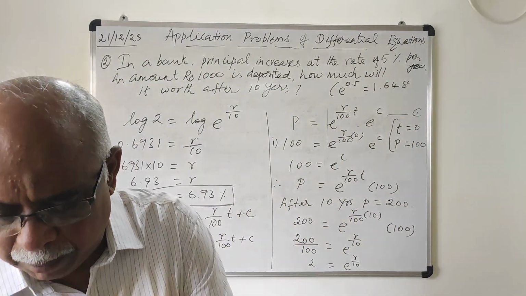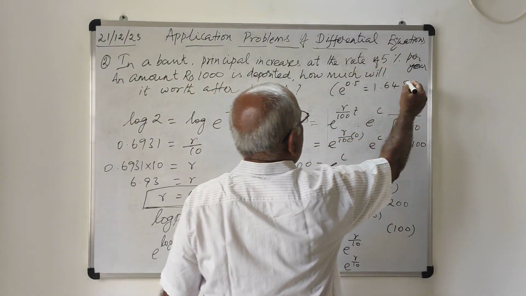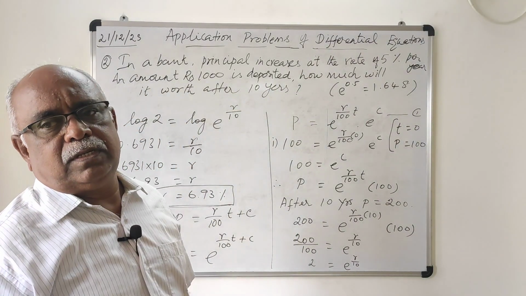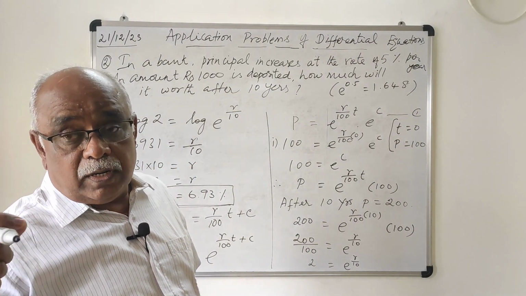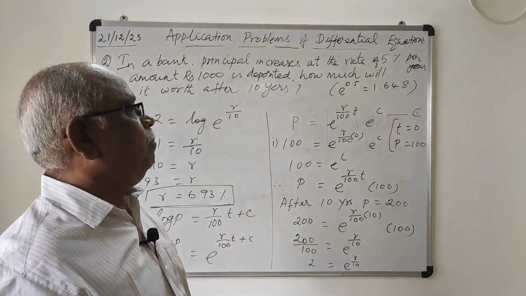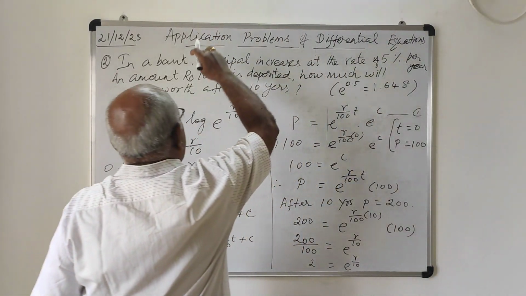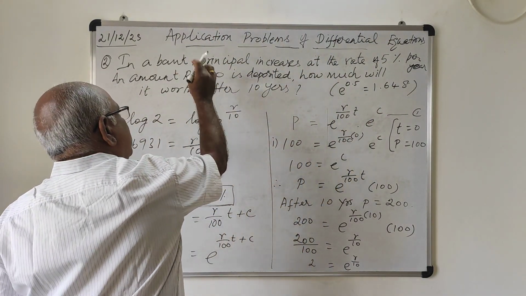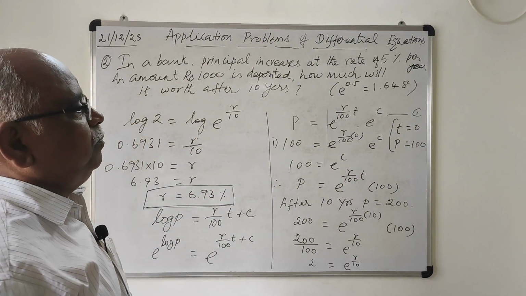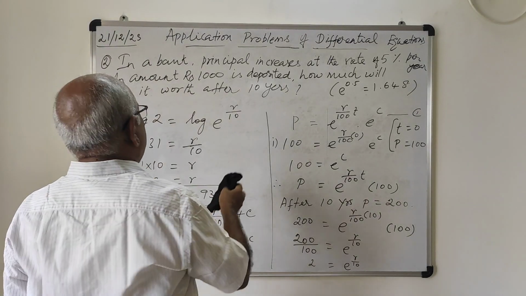That is the problem. In the previous problem, the matured amount was given, that is, the amount is doubled, and the question I asked was what is the rate of interest. Now in this problem, the rate of interest is given, the amount deposited is also given, and how much it will earn after 10 years if the rate of interest is 5%. So how much amount will you get after 10 years is the problem.